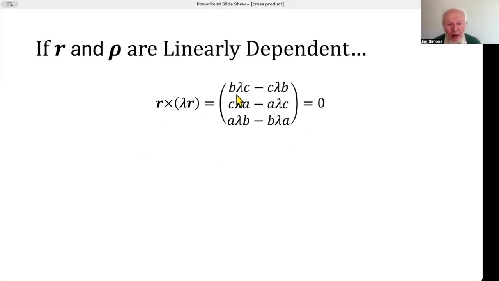So lambda r is lambda a, lambda b, lambda c. And so the top term is b times lambda c minus c times lambda b, which is zero. So the whole thing's zero. That's easy enough. So now we're going to assume they're linearly independent. So they're both non-zero and they're not multiples of one another.